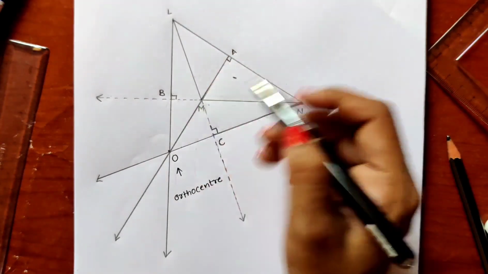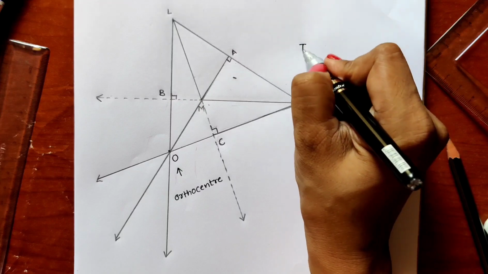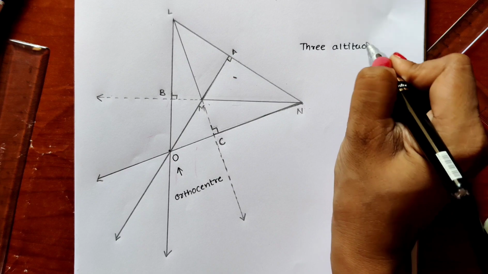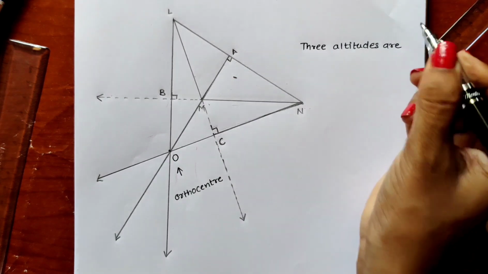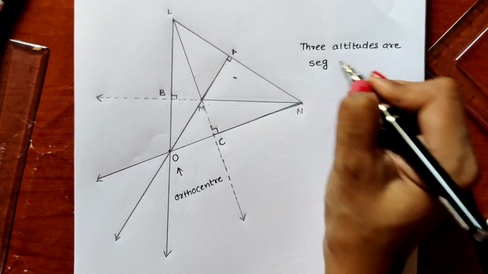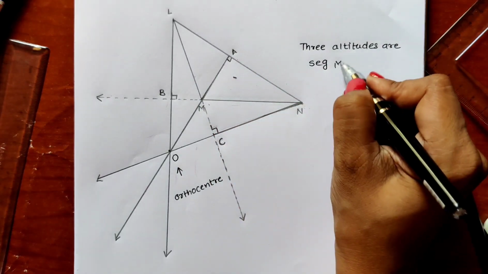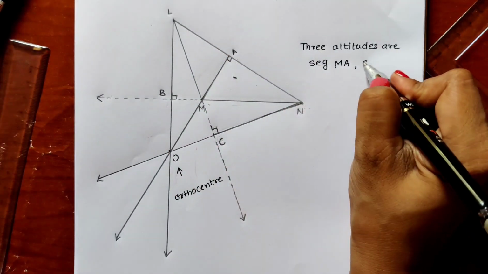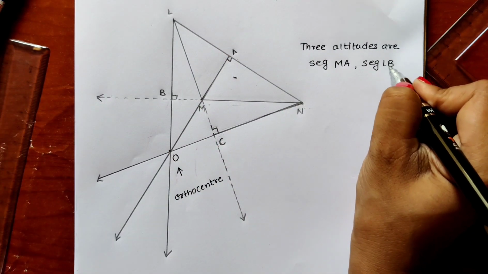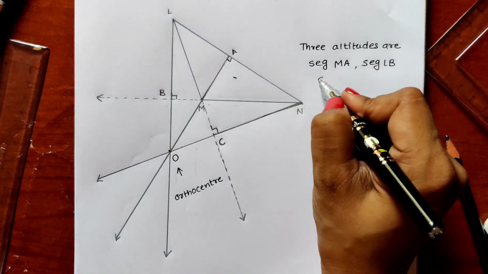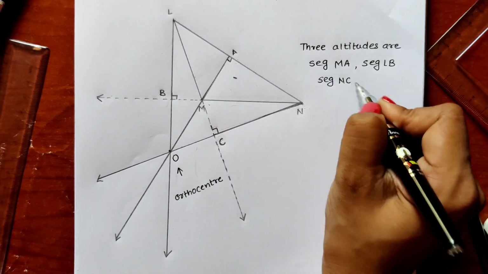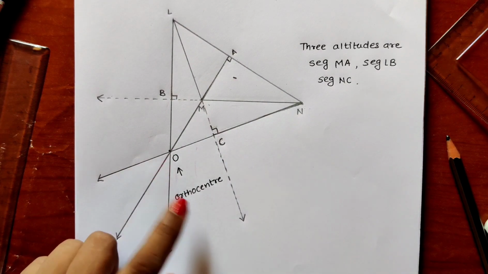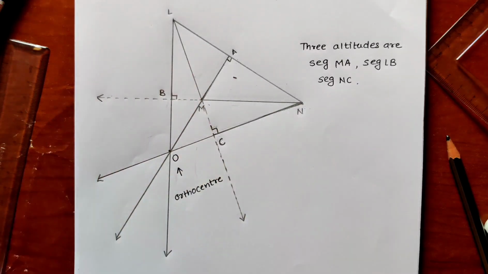So three altitudes we have drawn. Which are the three altitudes? Three altitudes are seg MA, then seg LB, and then seg NC. In this way we have drawn three altitudes and we have got the point of concurrence, that is the orthocenter, in the exterior of the triangle.